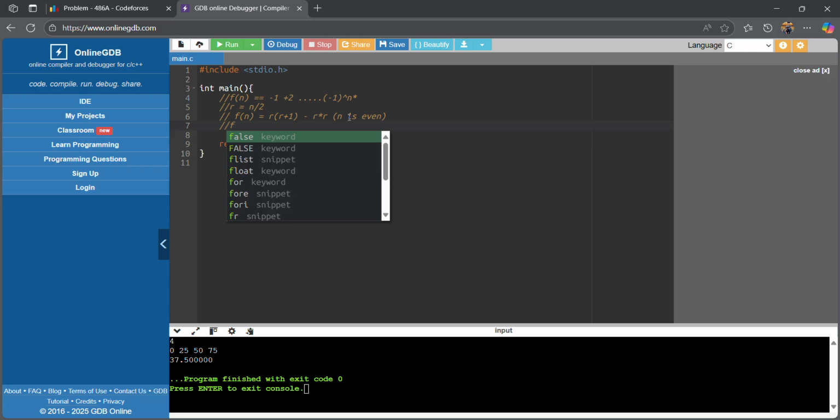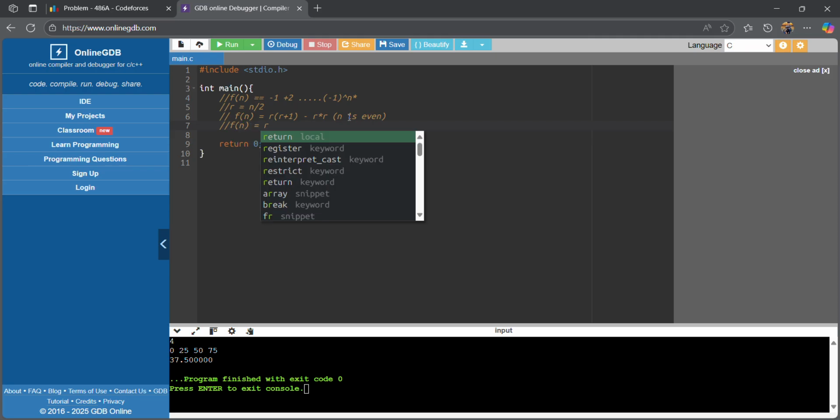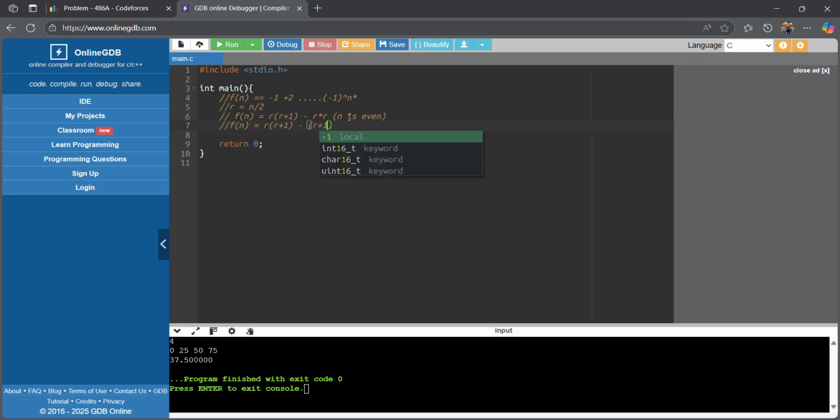So this should be our function for considering n is even, and f of n is equal to r times r plus 1 minus r plus 1 square. So r plus 1 times r plus 1 for considering n is odd.